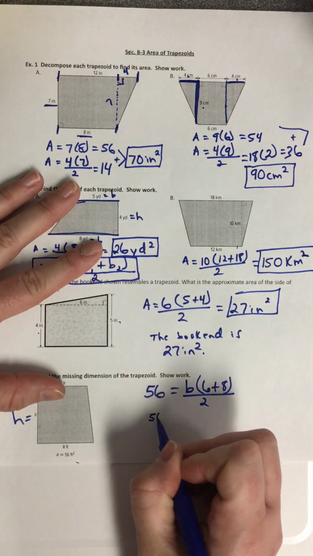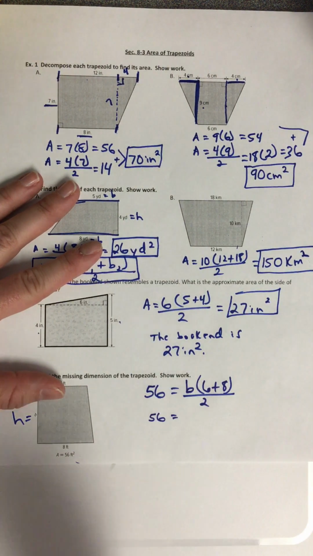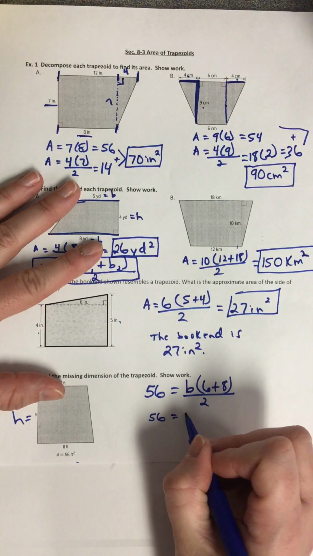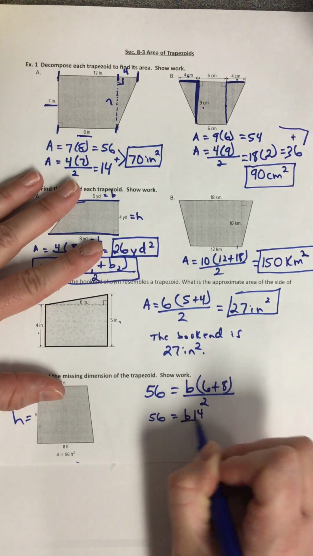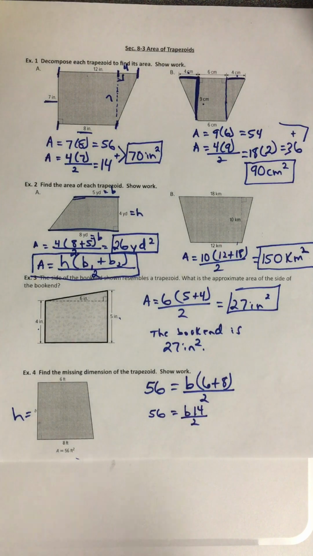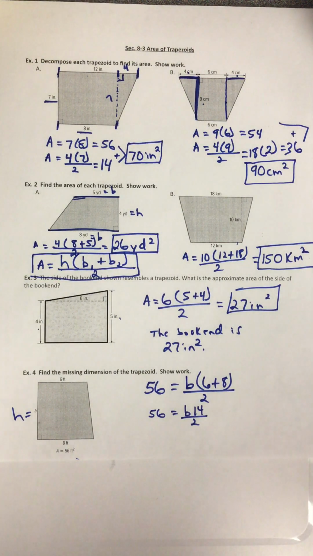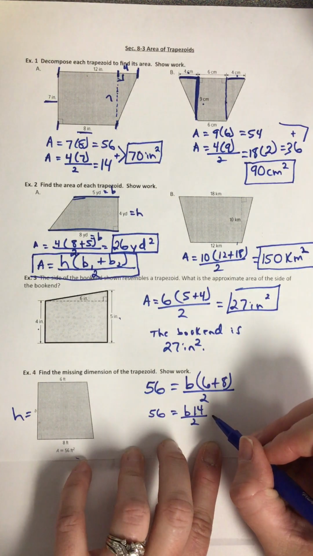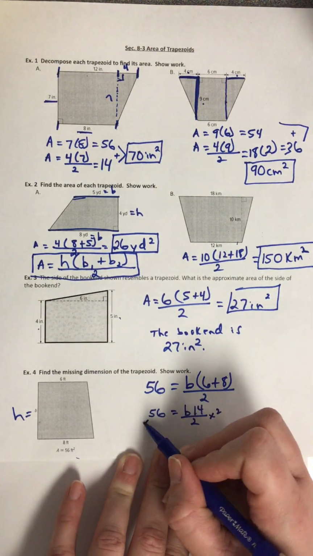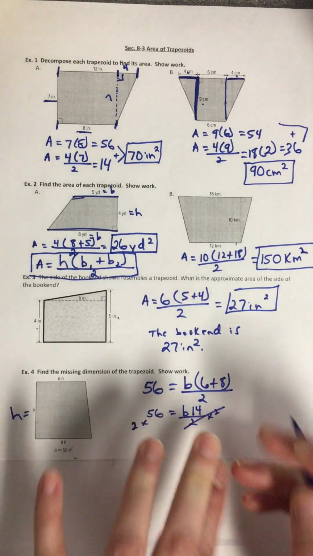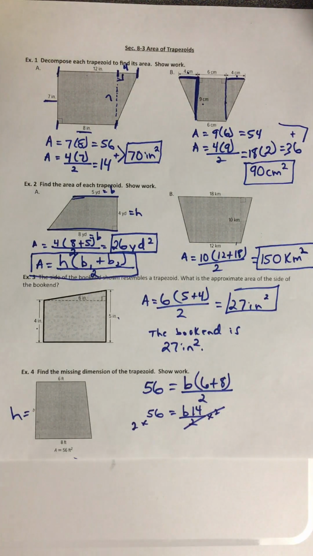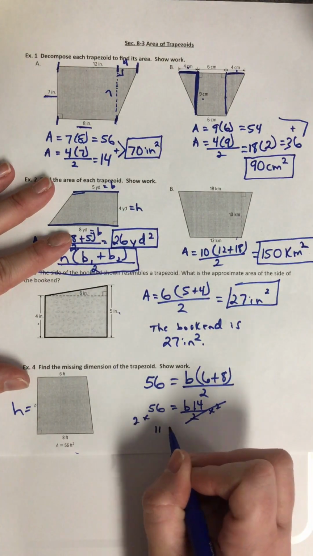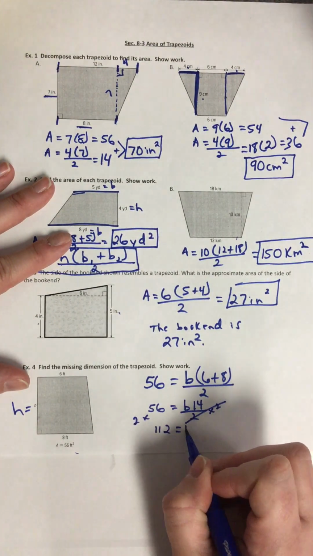Now, I can take 6 plus 8 inside there, right? I can do that. That's going to give me 14. So I'm going to be left with b times 14 divided by 2. At this point in time, I start saying, well, now I need to start looking at working backwards, right? So right now, this is all being divided by 2. The opposite of that, the inverse, would be to times both sides by 2, right? To get rid of that divide by 2 so I can figure out what the height was. So 56 times 2 is 112. It gives me b times 14 left.